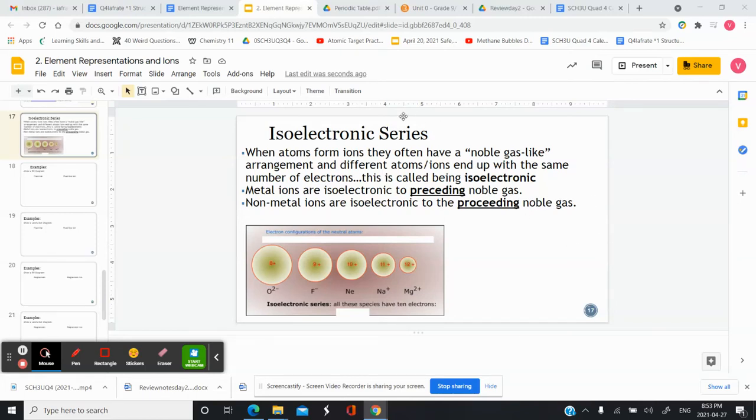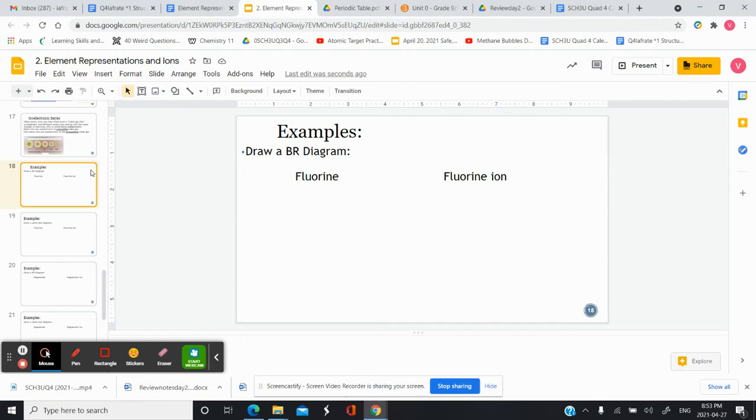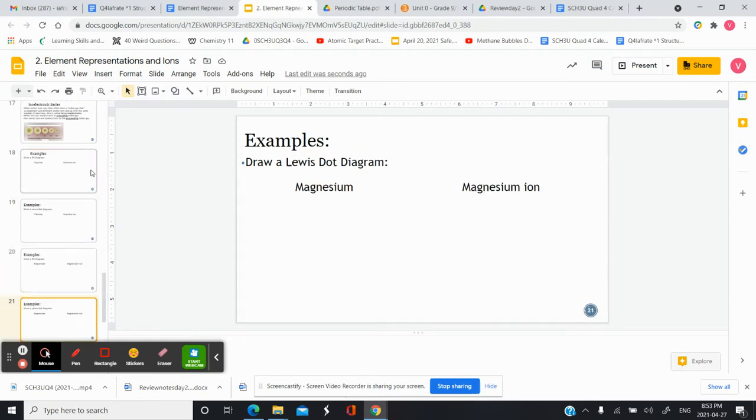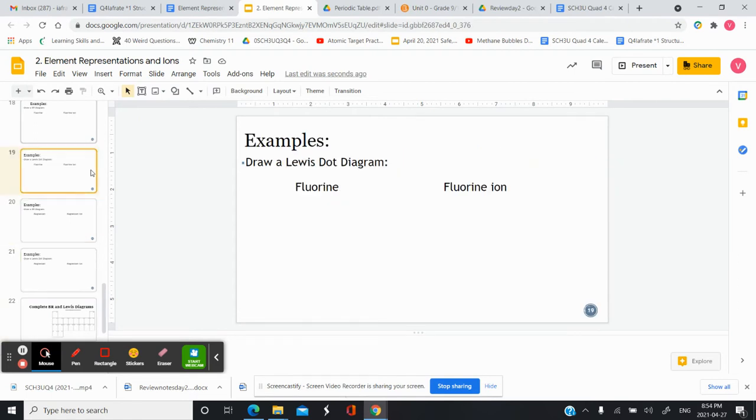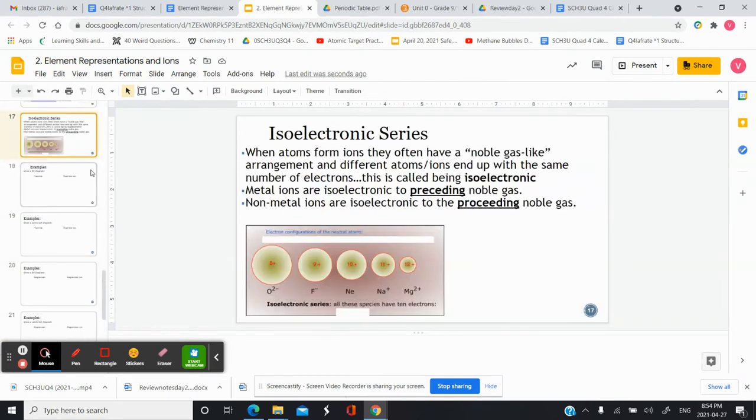In this video, we're going to take a look at isoelectronic series that relates to ions, and then do some drawings of ions as Bohr-Rutherford diagrams and also as Lewis dot diagrams, and we'll apply that to standard atomic notations and also standard ionic notations. So what is an isoelectronic series?